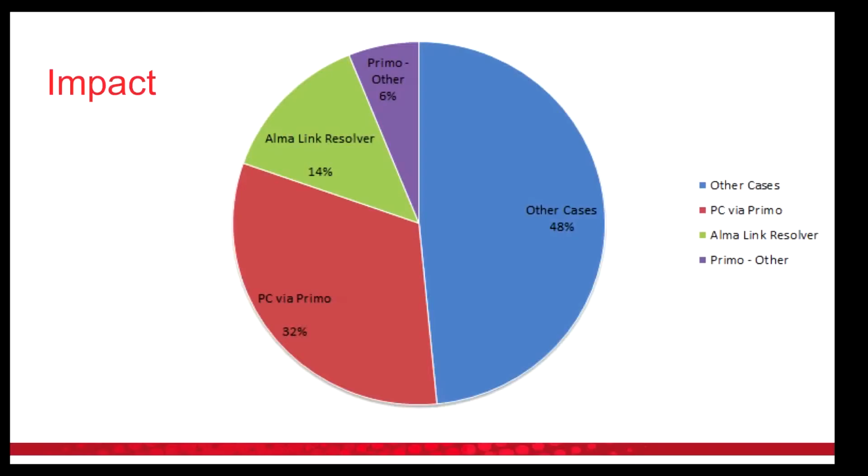So what kind of impact has this had since I started doing this testing? Because I've been doing this for about a year now. In the last year, the number of cases that we've reported to Ex Libris has more than doubled. And if I break all those cases up, so I went into Salesforce and said, what kind of cases have we got? So other cases, that 48%, they're unrelated to this testing, but all the other cases I looked at were in some way related to the testing that I'd been doing.